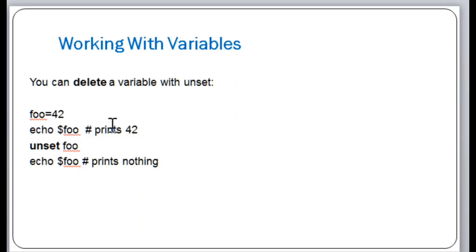Well, I don't want that to equal 42 anymore, so I do unset, the command, space, and foo, the variable name. And now when I do echo foo, it's going to print nothing, right? Because I unset that variable.